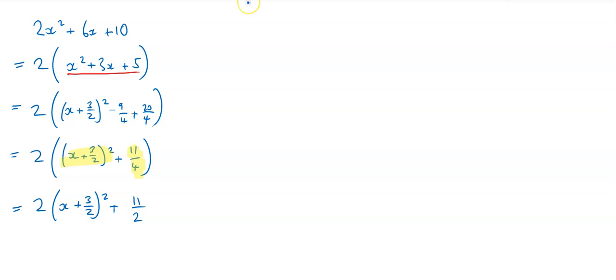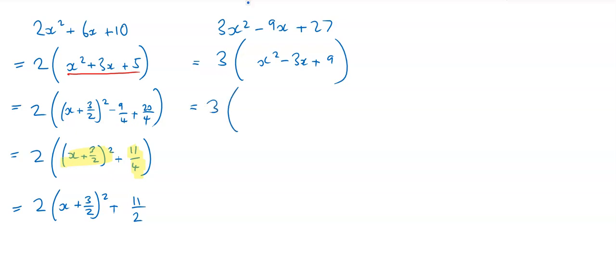Okay. Try one of these yourself. Let's make 3x squared minus 9x plus 27. We go 3, big bracket, x squared minus 3x plus 9, which gives us 3. That's another 3 on 2, isn't it? Oh, x minus 3 on 2 squared.